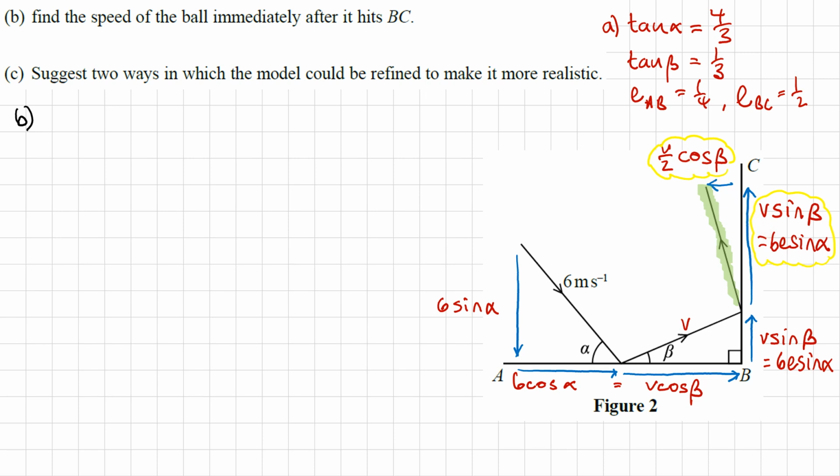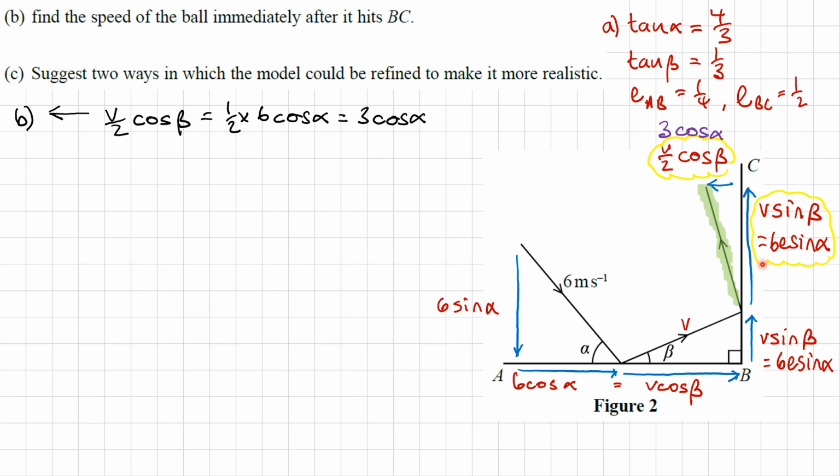Now the component which is in this direction, so this one here, this V over 2 cos beta, well that's equal to half of this, because these are the same, so half times 6 cos alpha, which is equal to 3 cos alpha. Okay, so that's what I can write for this part here. So let me put that down. So this is the same as 3 cos alpha.